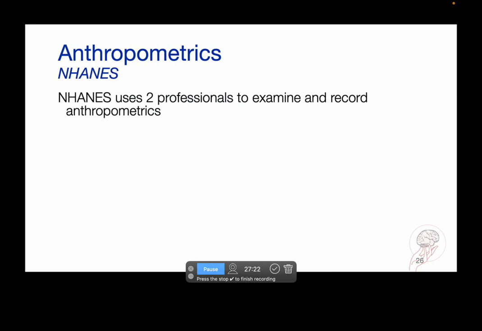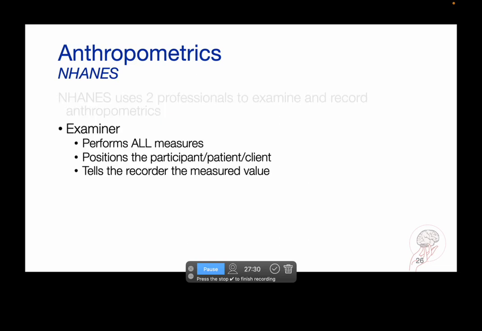And this is from the National Health and Nutrition Examination Study, or NHANES. They use 2 professionals to examine and record anthropometrics. The examiner performs all measures. They position the participant, and they tell the recorder the measured value. We only want one examiner because this is going to minimize measurement error.